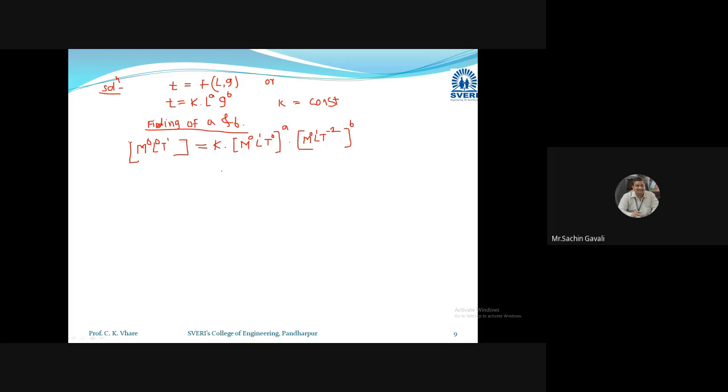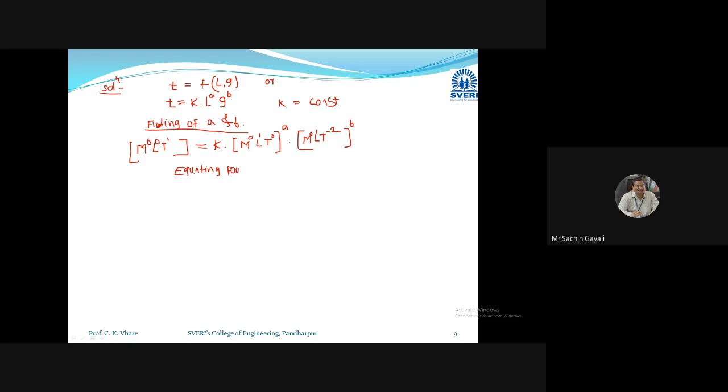And for that, what I have to do is equate powers. Now, there is no M term, so we first equate powers of L, and we'll get equations. Then equating powers of T. If you equate powers of M, everything will become 0 is equal to 0. So these are called homogeneous equations.